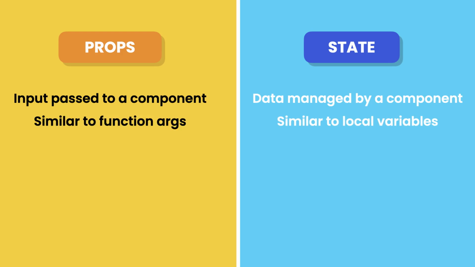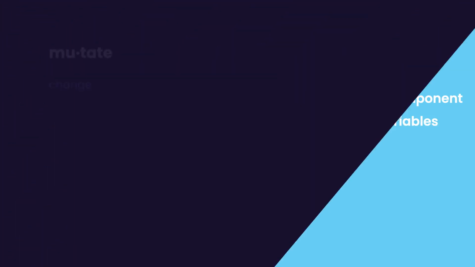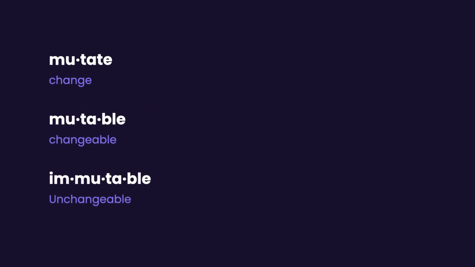Now, one thing you need to know about props is that we should treat them as immutable. What does this mean? In English, to mutate something means to change it. So mutable means changeable and immutable means unchangeable. So when we say something is immutable, it means it's read-only.